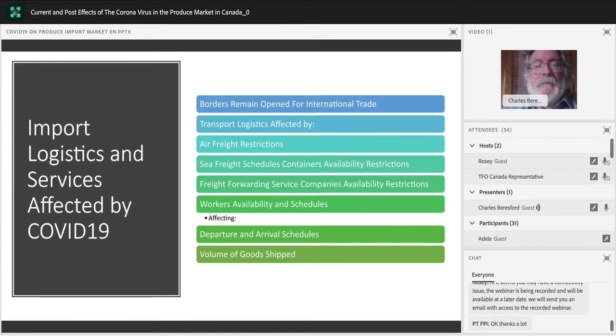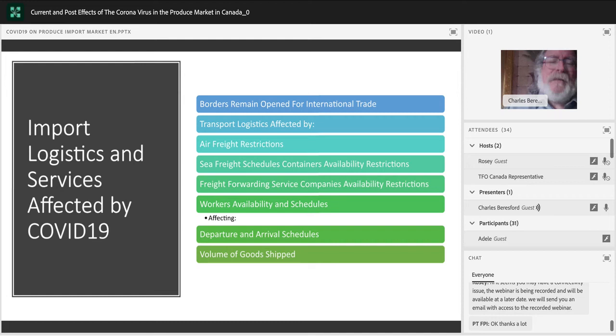That's affecting a little bit the on-time deliveries, right? Because of workers' availability and schedules and people getting sick and social distancing, everything's affected, like we've talked, right? So departure and arrival schedules are affected, and even the volumes of goods shipped are affected because of that. So keep an eye on your logistics and your services to make sure we can get the food here on time. Shifts in consumer shopping behavior, like it was mentioned before, here's the details.